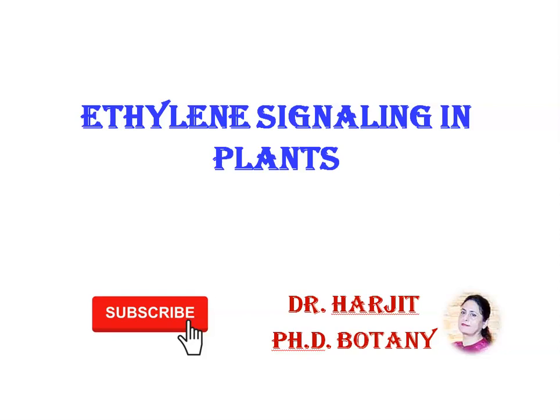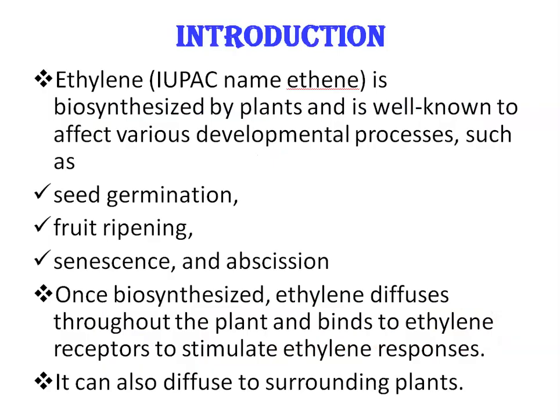Hello students, today we will discuss ethylene signaling in plants. Ethylene is the simplest olefin gas and was the first gaseous molecule shown to function as a hormone. Ethylene is biosynthesized by plants and is well known to affect various developmental processes like seed germination, fruit ripening, senescence and abscission, as well as responses to various stresses like flooding, high salt, and soil compaction, etc.